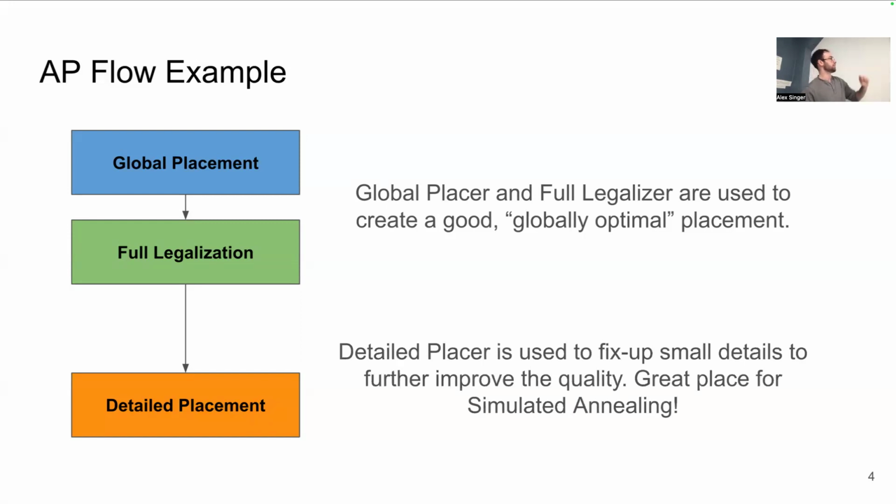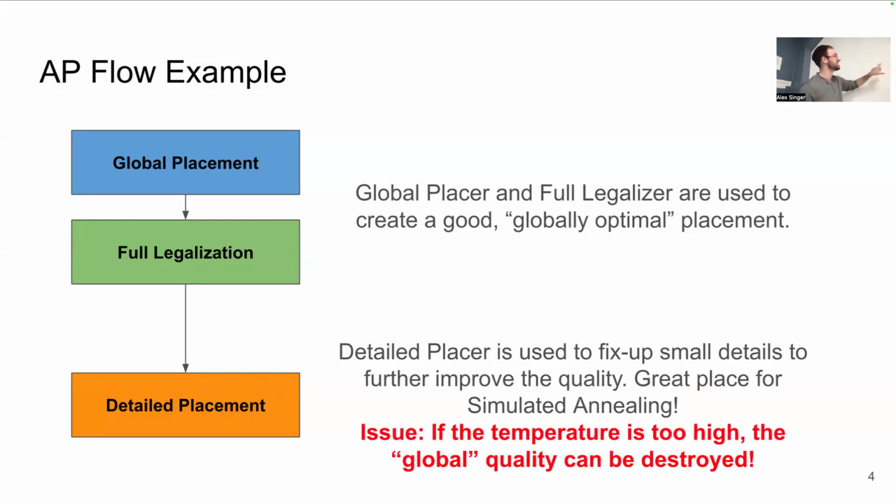Then we want to go into detailed placement. We do like a small fix-up, small details to further improve the quality. This is a great place for simulated annealing. This is what we want to use detailed placement for. But the problem is that if the temperature is too high, we're going to lose all of that global quality that we spent so long to create. And that's what we're trying to fix here.